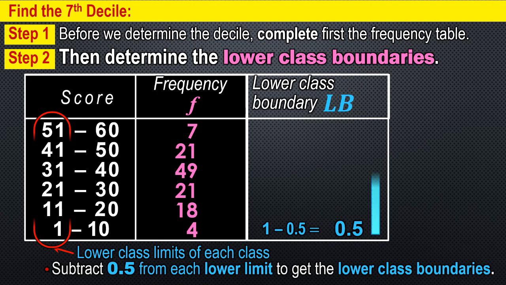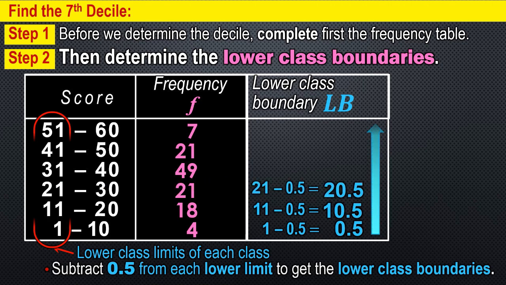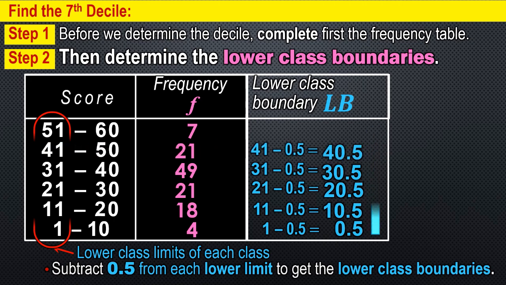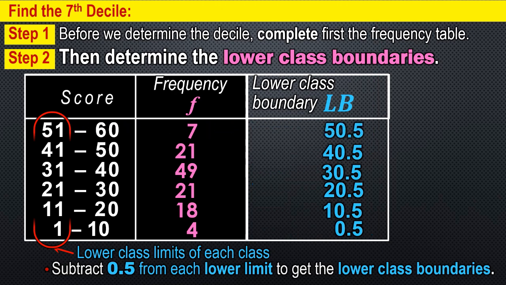So, 1 minus 0.5 is equal to 0.5. 11 minus 0.5 equals 10.5. Then 21 minus 0.5 equals 20.5. 31 minus 0.5 is equal to 30.5. 41 minus 0.5 is equal to 40.5. And 51 minus 0.5 is equal to 50.5. So these are the lower class boundaries.